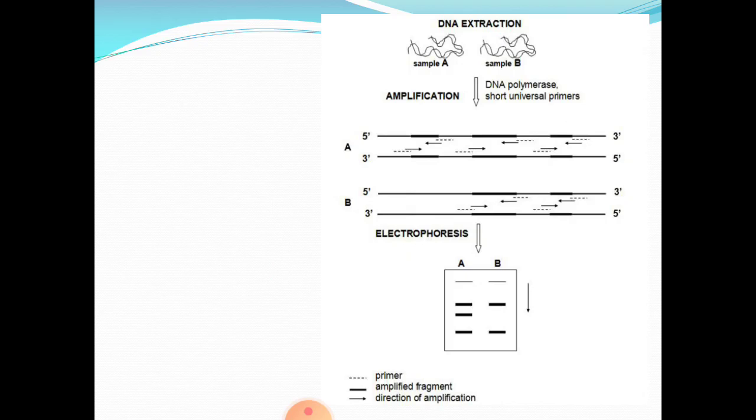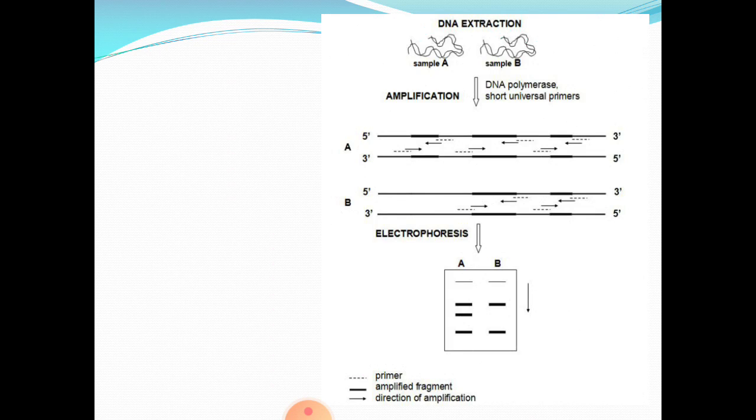So this is the schematic representation highlighting the different steps. Here we have two samples, sample A and sample B. We have isolated the genome or the DNA. What you are going to do is give them DNA polymerase. Of course, by now you know it is Taq polymerase or any other suitable thermostable polymerase. And you will give short universal primers. Please note, you don't give two primers which anneal to the flanking regions of the DNA on either side.